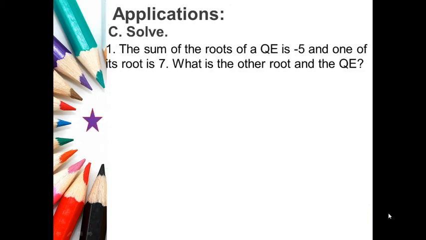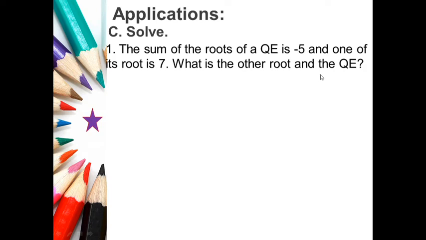So, let us try to solve some problems. So, let us have number 1. The sum of the roots of quadratic equation is negative 5, and one of its roots is 7. What is the other root and the quadratic equation?